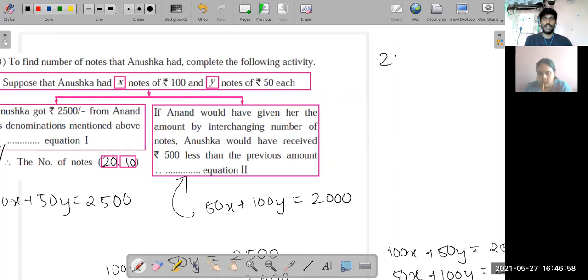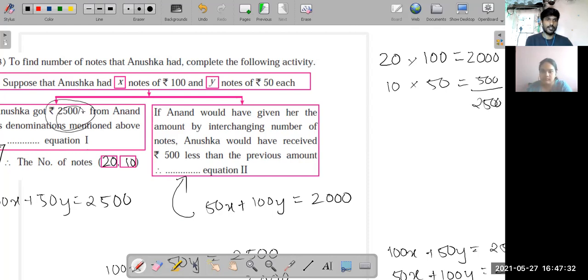She has 20 notes of 100 rupees. How much money? 20 into 100, that is 2000. Correct? And then she has 10 notes of 50 rupees. How much money here? 500. Add it. 2000 plus 500, 2500. And that is exactly here.